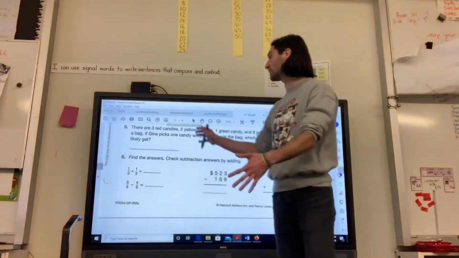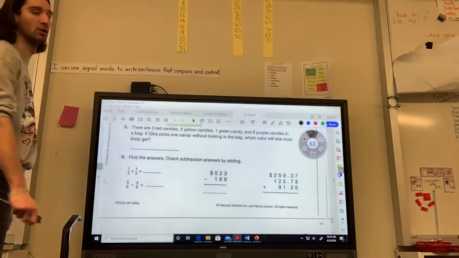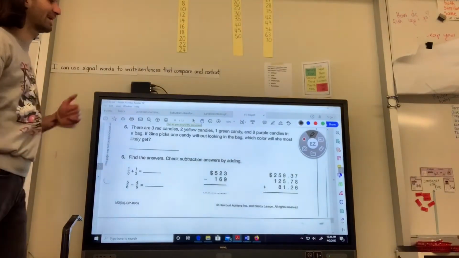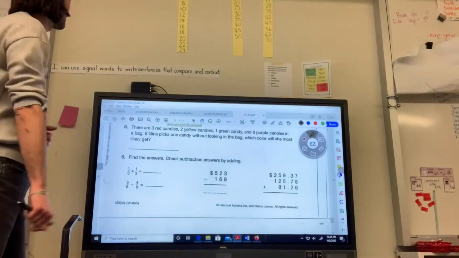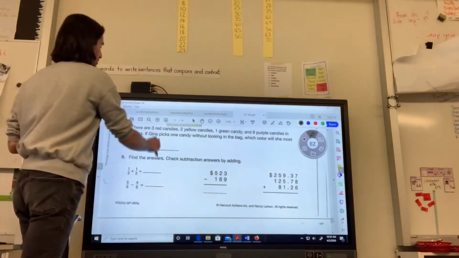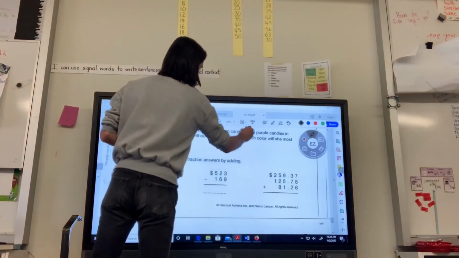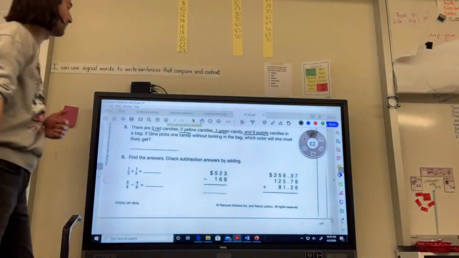There are 3 red candies, 2 yellow candies, 1 green candy, and 8 purple candies in a bag. Okay, let's do this one more time. There are 3 red, 2 yellow, 1 green, and 8 purple candies in a bag.